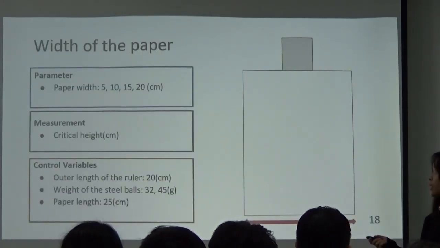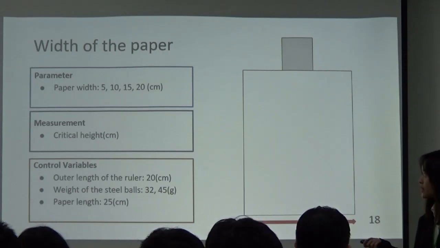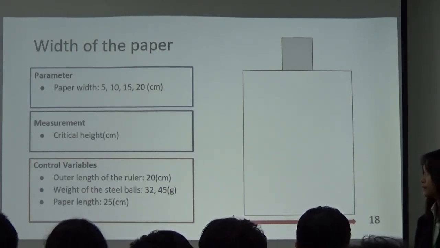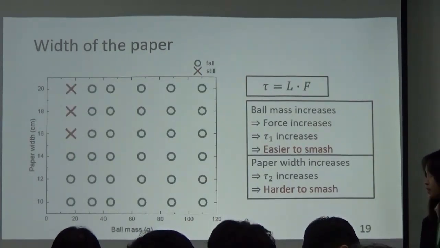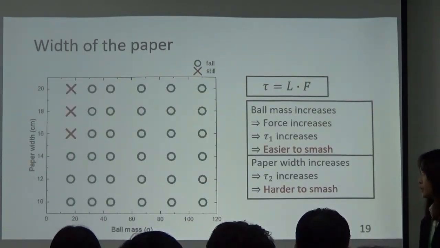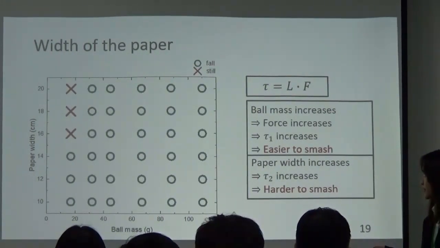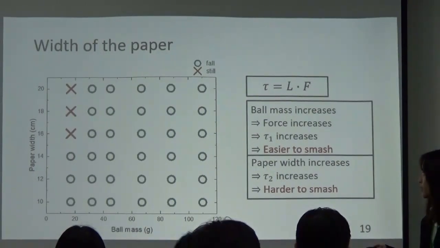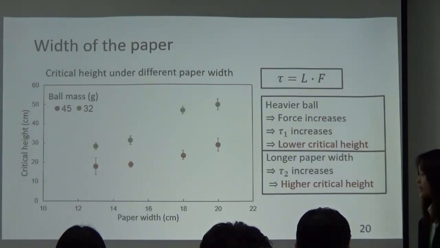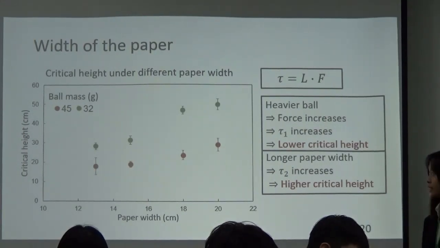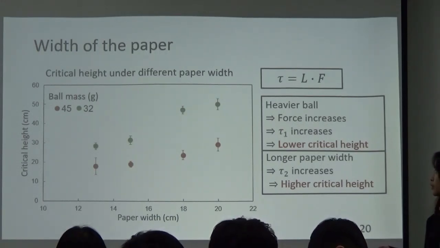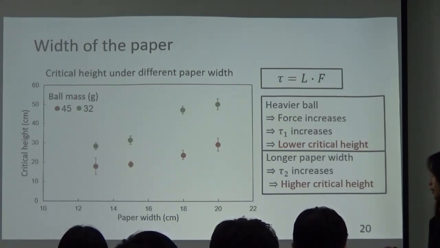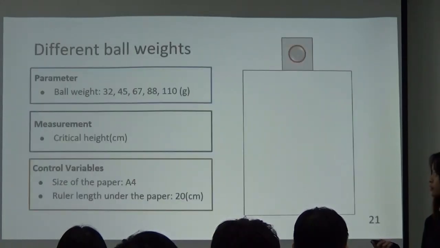And similarly, we change the width of the paper to four sizes from 5 to 20, and also measure the critical height. And this is also the chart to show whether it will fall or not. The result is similar to the last one. When the ball mass increases or the paper width decreases, it will be easier to smash. And this is the chart to show the critical height under different paper widths. With a heavier ball, it will have a lower critical height, and a lower paper width will lead to a higher critical height.